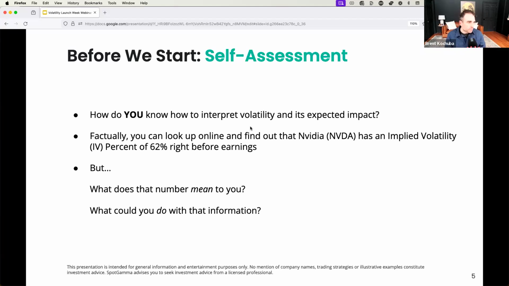So our question for you guys before we start is we want you to think about this idea. How do you know how to interpret volatility and its expected impact? Every day we hear, oh, the VIX is at 14, or in this case, we have Nvidia implied vol is 62%. So if you were to look that up right now online and see, hey, Nvidia has an implied volatility of 62% as we head into earnings next week, what does that actually mean to you? That's my question for y'all here. Think about that. 62%, what are you going to do with that number? What could you do with that information?